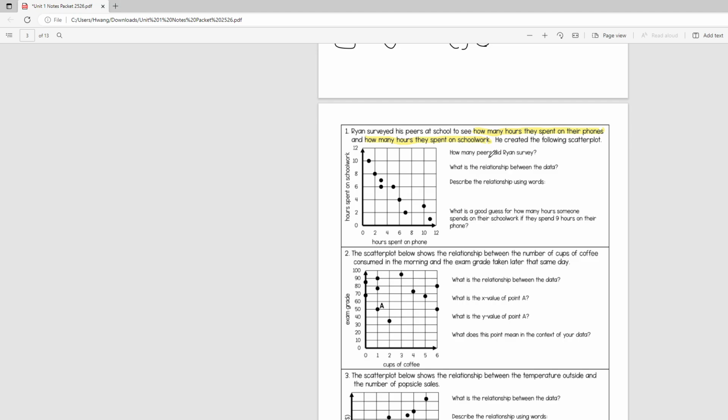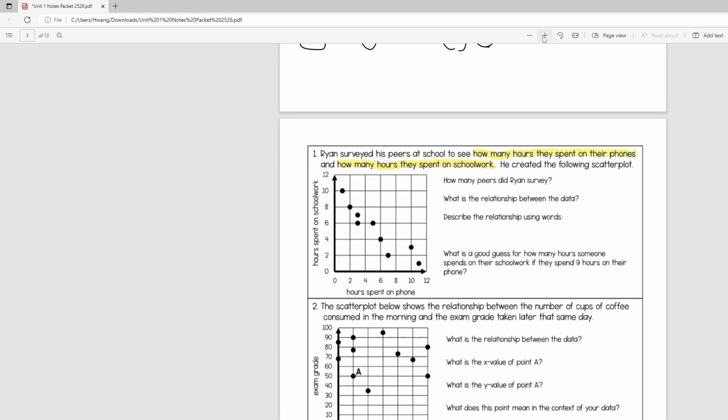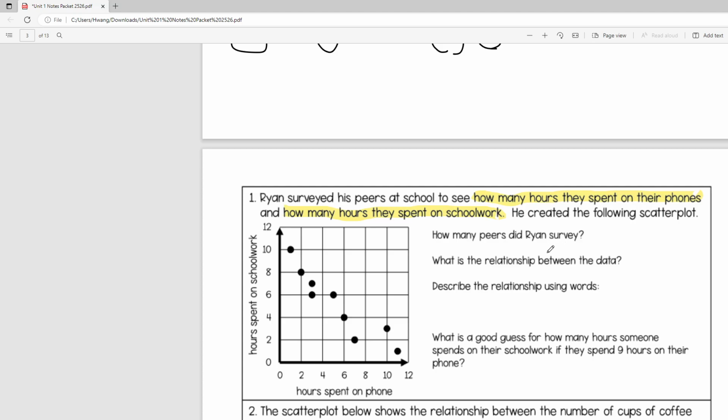If you look at the first question, how many peers did Ryan survey? Here, you can simply count the number of points because those points refer to the number of people he surveyed. So 1, 2, 3, 4, 5, 6, 7, 8, 9. He has surveyed 9 people.